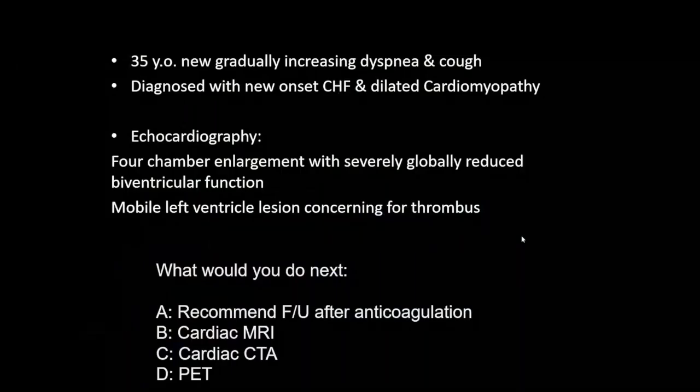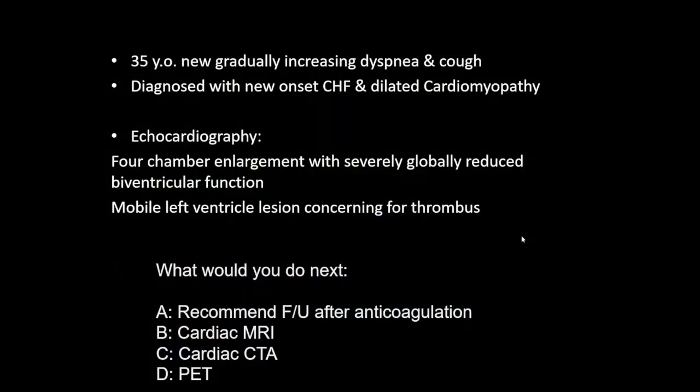So let's look at this. This is a 35-year-old patient who presents with increasing dyspnea and cough, diagnosed with new onset heart failure and dilated cardiomyopathy, and echocardiography demonstrating four-chamber enlargement and a mobile left ventricle mass concerning for thrombus. So what would you do next, based on that?